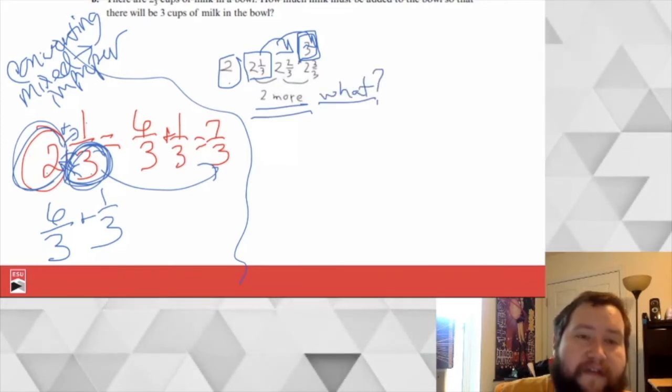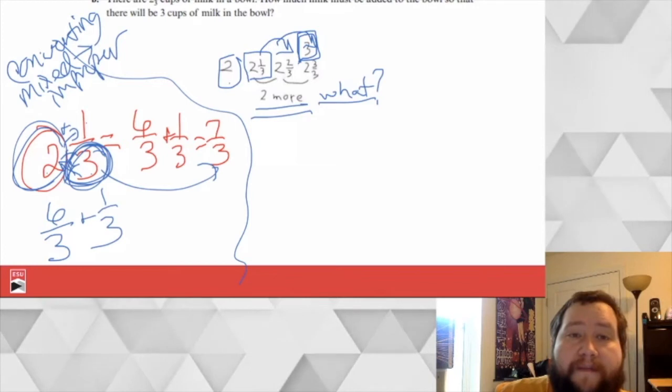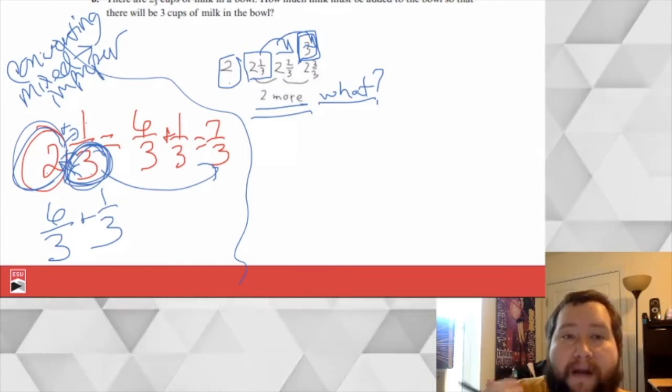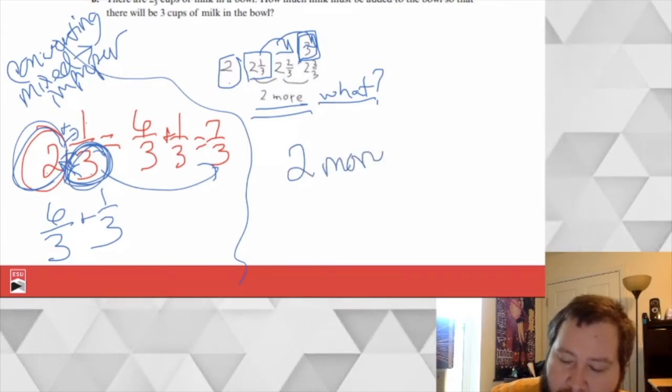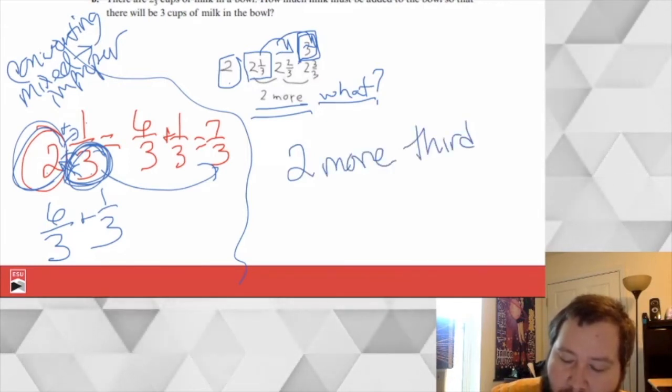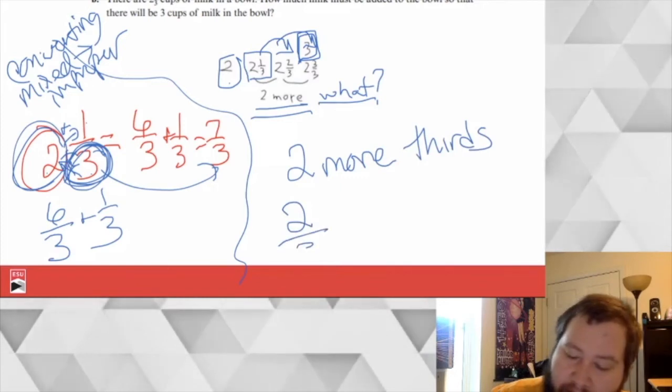So here the student just says 2 more. Well, we don't add 2 more cups. We had 2 more parts, 2 more thirds, or 2 thirds.